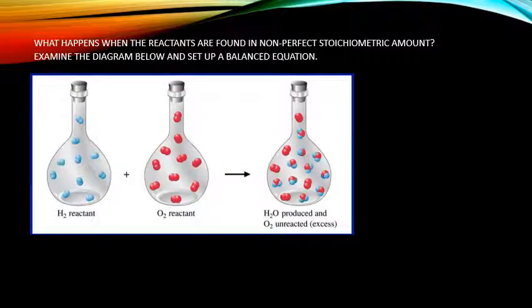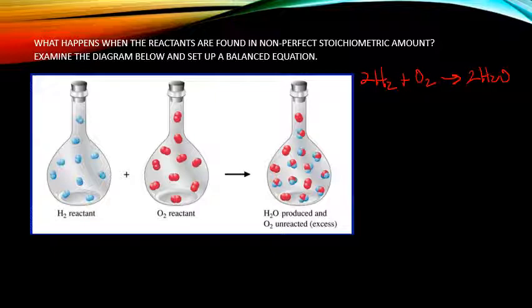So we're now going to begin the second portion of this lesson, which is dealing with reactions that occur in non-perfect stoichiometric amounts. So what does that mean? Well, if we look at the diagram below, we have a reaction that's taking place where we have H2 molecules reacting with O2 molecules, and they're producing water. So if you think about your balanced equation, we would have H2 plus O2 forming H2O, and if we were going to balance it, we'd have 2 for the coefficient of H2, and we'd have 2 for the coefficient of water. So now here's where I really want you to dive into what's taking place inside of each of these different reaction vessels.